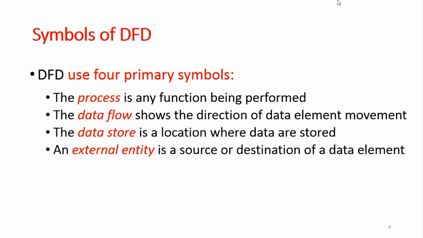Okay, so a data store is one kind of database in every system, like a hospital database, bank database, doctors database, patients database, etc. So these are the four main important symbols: process, data flow, data store, and external entity.